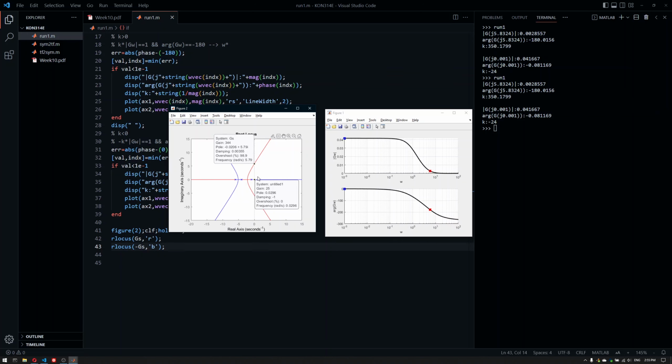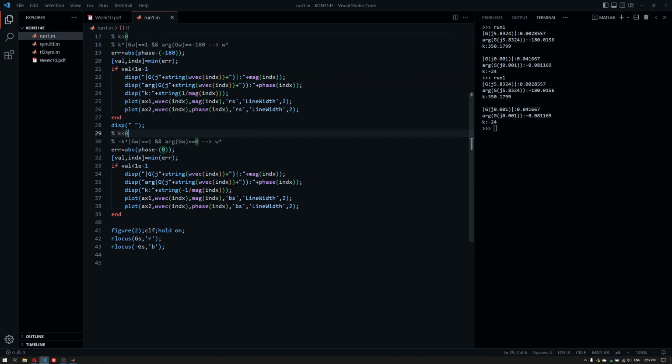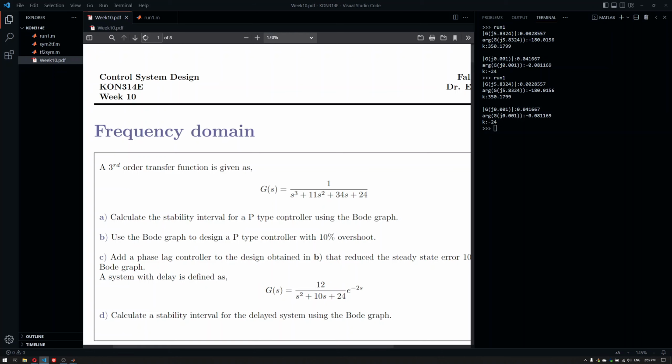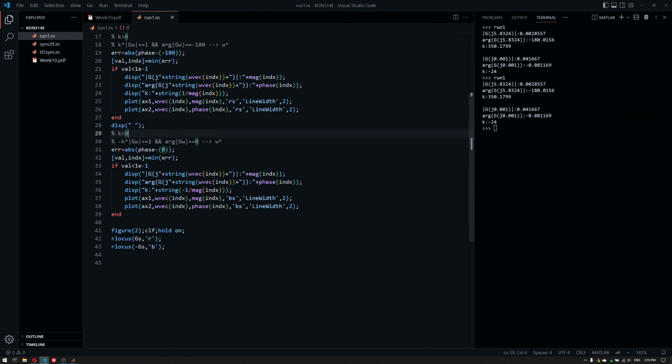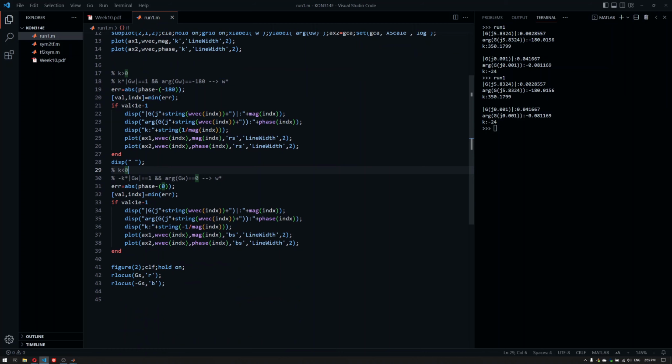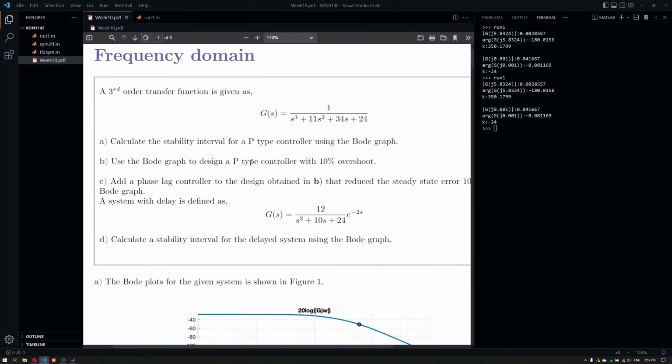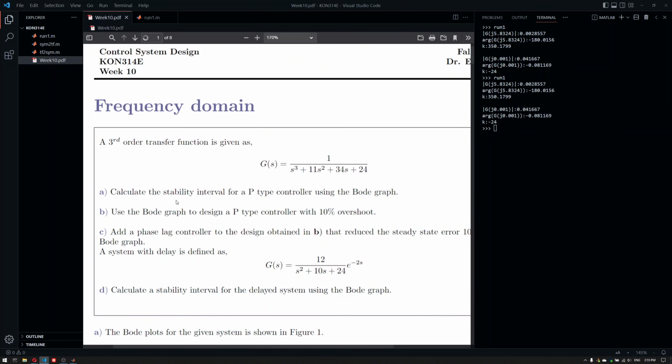But we're interested in j omega crossings because those points correspond to stability points, and the stability is modeled with division by 0 here. So that's the first part that we're interested in here: calculate the stability interval. Of course, it's a quick example actually, but we didn't look at it just on the surface. We dove deep into the theoretical parts.